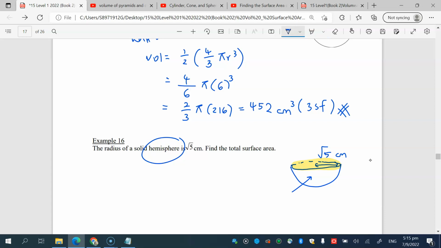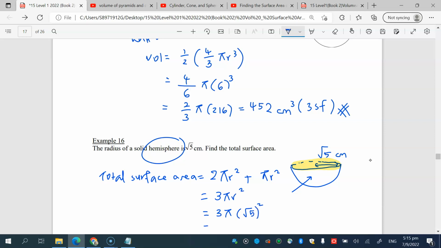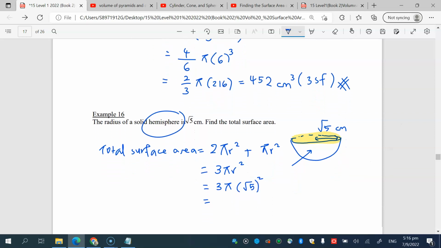So the curved part will be 4 pi r square divided by 2. So total, write down, total surface area. Remember, for whole sphere, it is 4 pi r square, right? So just half a sphere will be 2 pi r square plus, there's still a pi r square on top because of the circle on top. So pi r square on top, this yellow part here. So in total, it's 3 pi r square. And then you write down 3 pi root 5 square. So root 5 whole thing square will just be 5.